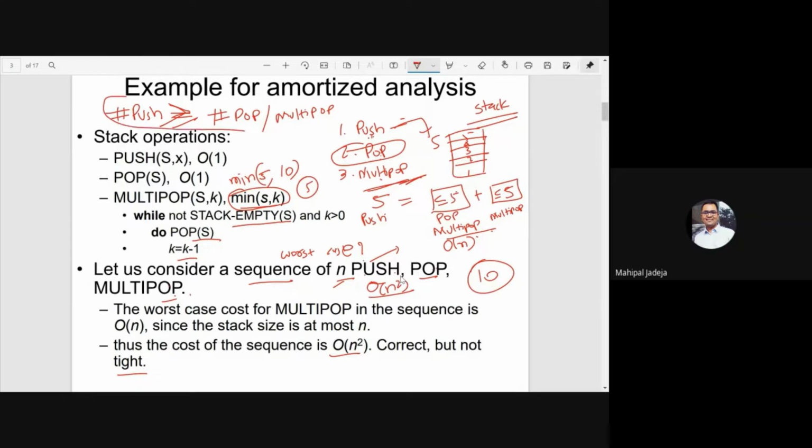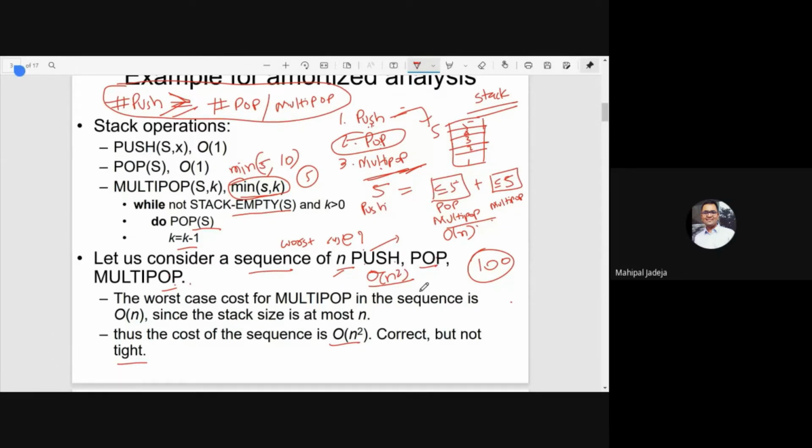Once you understand this relation, you will be able to identify that this sequence is not valid, where you are considering multi-pop n times, and every time you are assuming that n elements are removed. Even if you assume that, it's not practical, because let's say the stack size is 100 and you have applied multi-pop and removed all 100 elements. Next time you call multi-pop, you won't be able to remove anything because your stack is empty. Do you understand? So the identification of the worst case sequence will be different with the knowledge of this dependency.